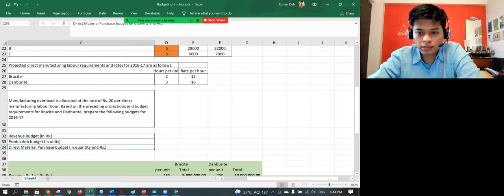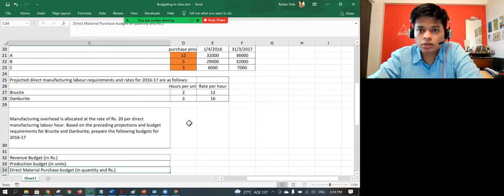I have the question solved with me, so I'm just going through this because this was an in-class activity, and I think everyone must have done it in class. I just want to go through the solution once so that it's a kind of revision.